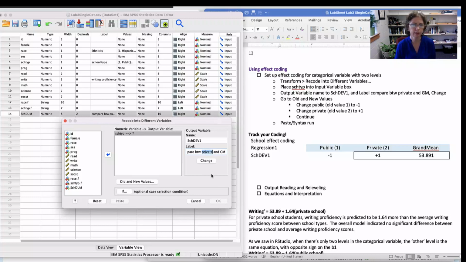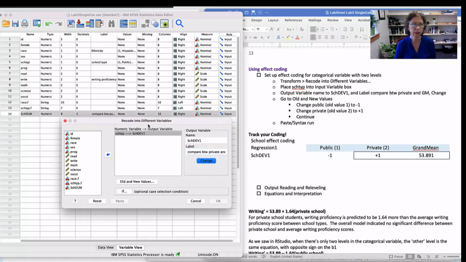So whoever is the comparison is going to be coded as 1. Anyone else is going to be either a -1 or a 0, depending on how many levels you have. We only have 2 levels, so public is going to be a -1 because your effect codes have to sum up to 0 in the end once you have all of them in there. We only have 2, so one has to be 1, so that means the other one has to be -1.